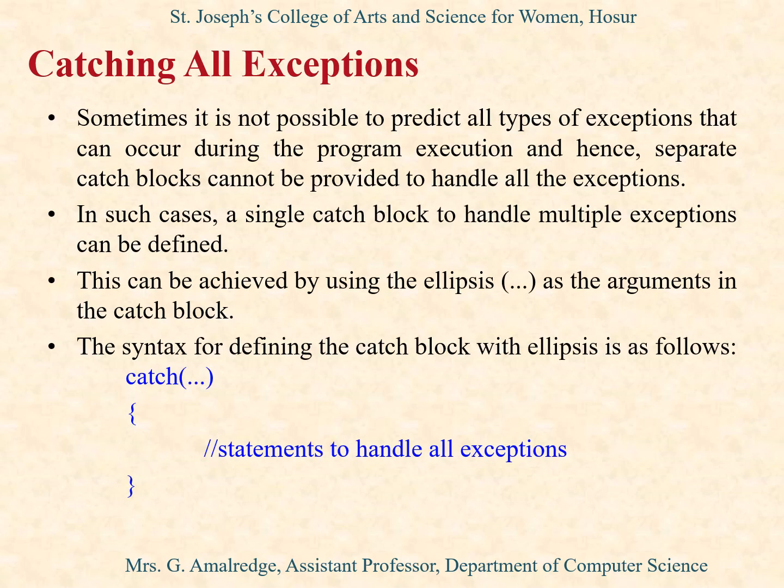Catching all exceptions. Sometimes it is not possible to predict all types of exceptions that can occur during program execution, and hence separate catch blocks cannot be provided to handle all the exceptions. In such cases, a single catch block to handle multiple exceptions can be defined. This can be achieved by using the ellipsis as the argument in the catch block. The syntax for defining it is catch with an ellipsis and statements to handle all exceptions.